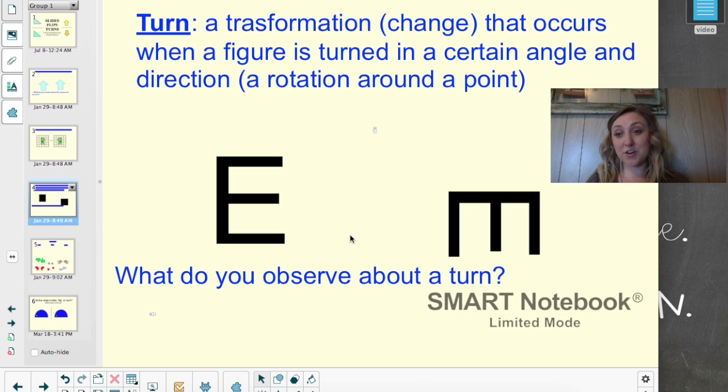Alright, so our next one is turn, and I want you guys to write down the other word that we used for turn. Do you think you can remember from this morning? Alright, so all of you should have written down rotation. So a turn is a transformation that occurs when a figure is turned in a certain angle and a direction. So it's a rotation about a point. So what do we know about this turn? What can we say about this turn? What do you guys think? Raise your hands. Alright, so the turn rotated, but it didn't flip. It's not backwards. It just rotated to make the E stand on its legs.